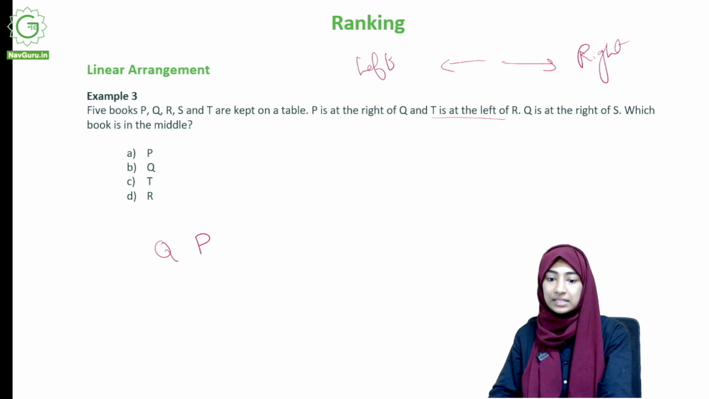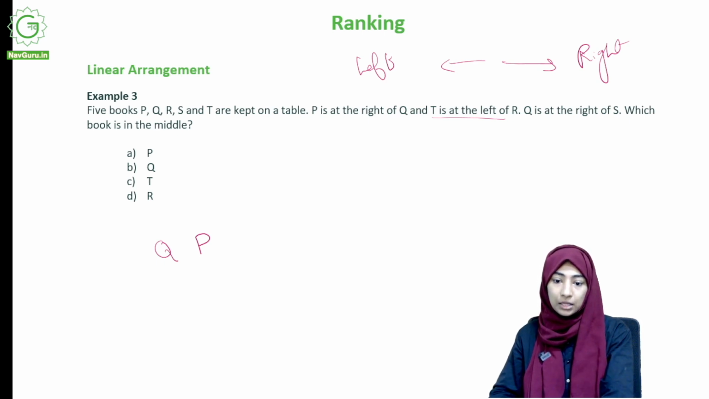Q is at the right of S, so Q comes here. Right of S. Now that's it. Which book is in the middle? So we are left with this. T is at the left of R. So if T is at the left of R, this is how the figure will be.